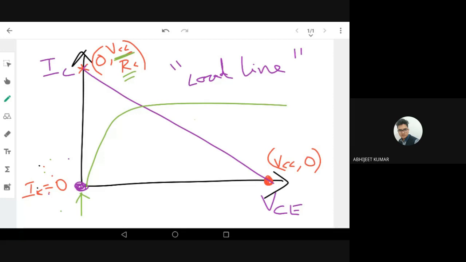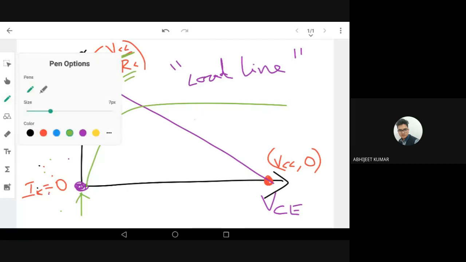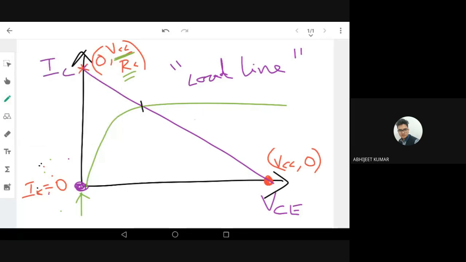Now I can get a point which is intersecting. Both are intersecting at a point. So this point is your operating point of the transistor. Okay, so it definitely passes through the load line, and based on the transistor temperature and different factors, I see my operating point is going to vary. So this is my operating point.